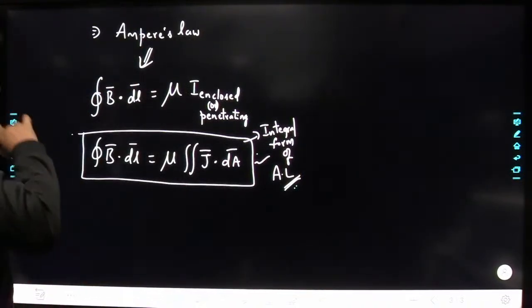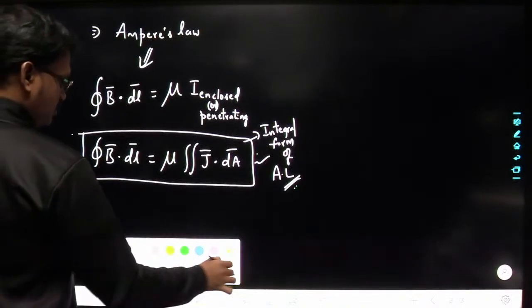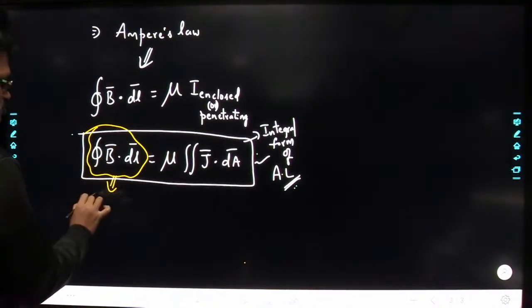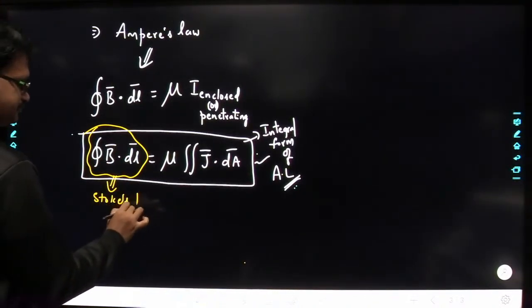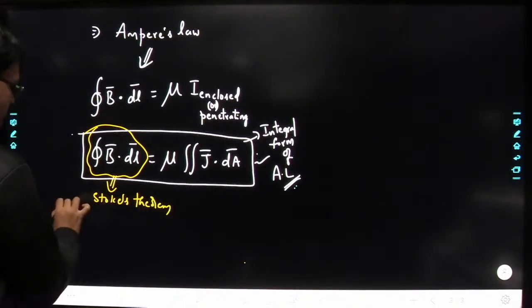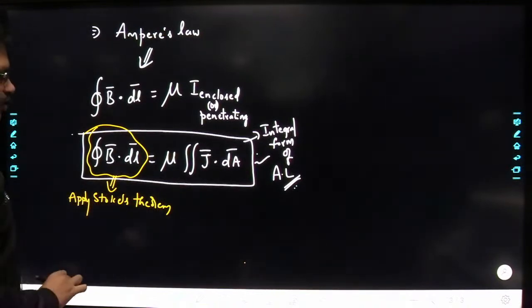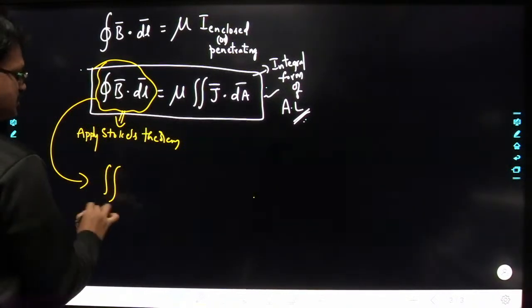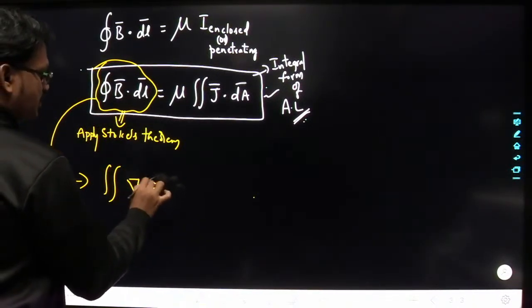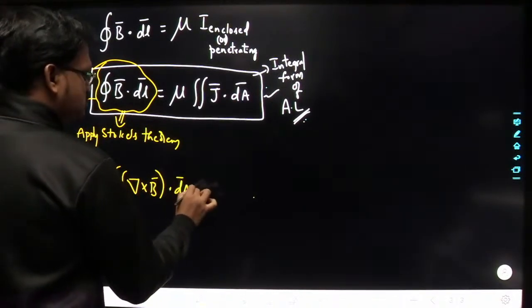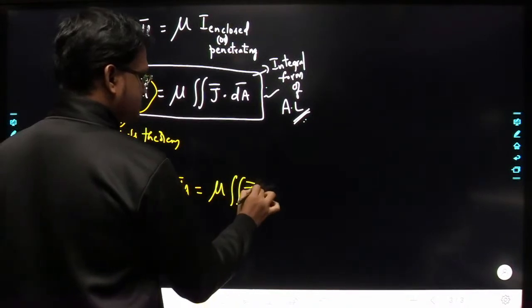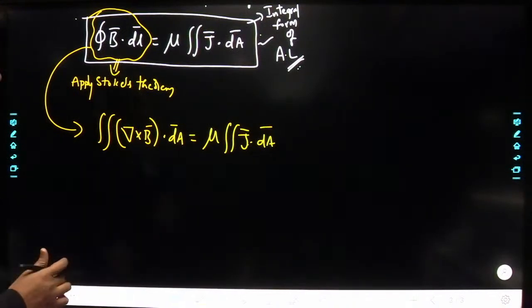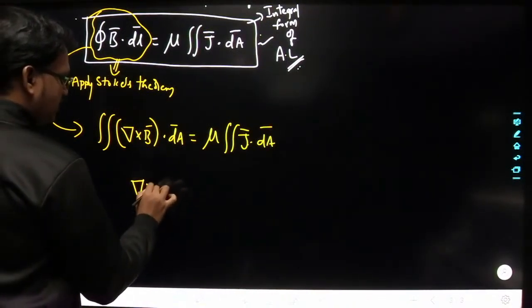Next, to this LHS side we have applied Stokes theorem. So, we have written the double integral of del cross B bar dot dA bar is equal to mu times the double integral of J bar dot dA bar. Now the surface integral on both sides will get cancelled.